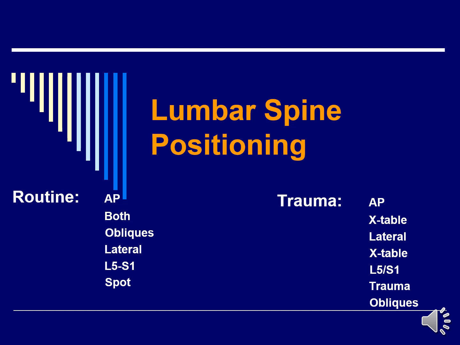For the routine, we're going to have the AP, both obliques, the RPO and the LPO, the left lateral, and the L5-S1 spot. If you are performing trauma, it's going to be the AP, the cross-table lateral, the cross-table lateral L5-S1, and trauma obliques. You can also have a two-view lumbar spine that could be ordered, and that is the AP, the lateral, and the L5-S1 spot.